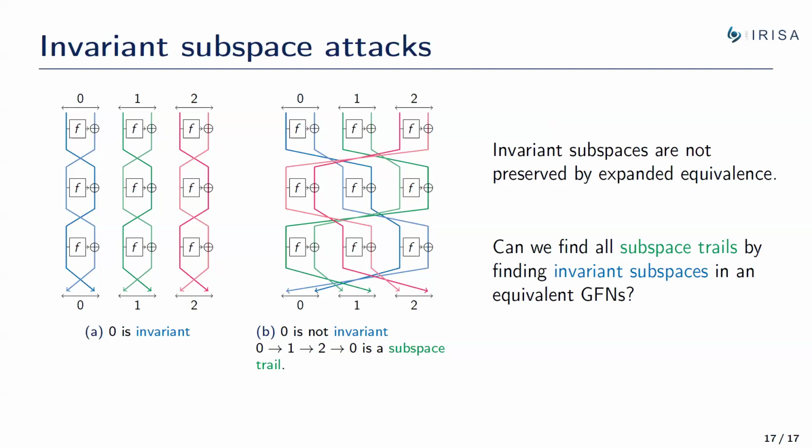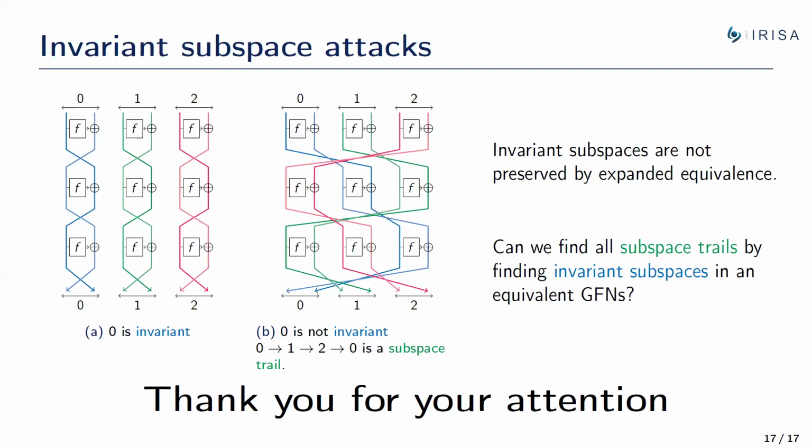Let's look at invariant subspace attacks. We have two equivalent GFNs here. On the left, the GFN has a lot of invariant subspaces, for example, the first two pairs of branches. And on the right, it has no invariant subspaces, but it has subspace trails. And subspace trails are much harder to find than invariant subspaces. So maybe an idea would be to look at invariant subspaces in equivalent GFNs and then convert them into subspace trails in the original GFN. Thank you for your attention.